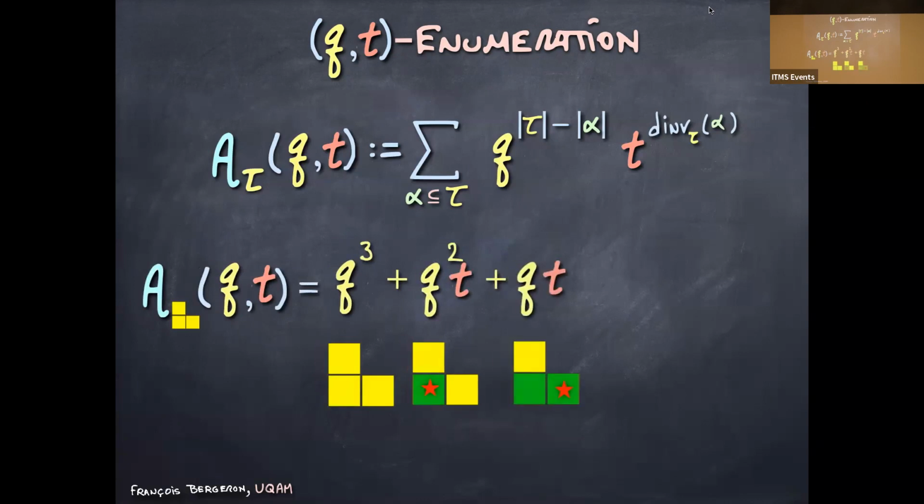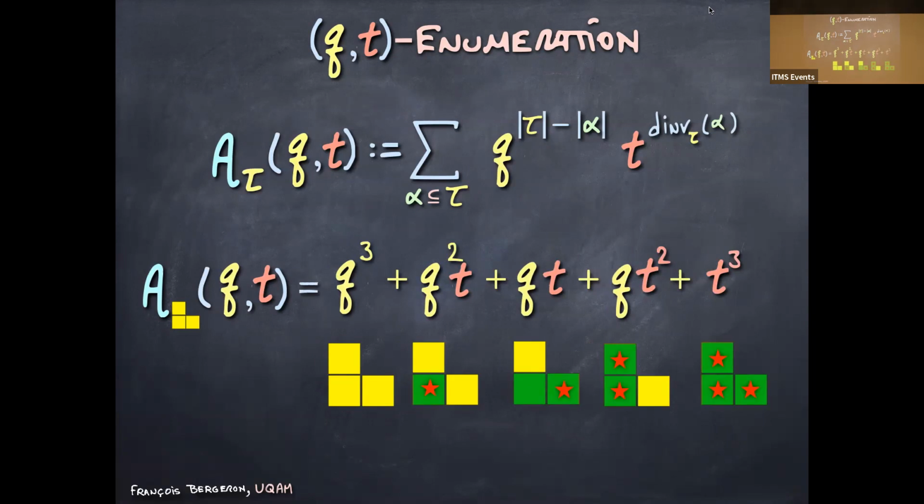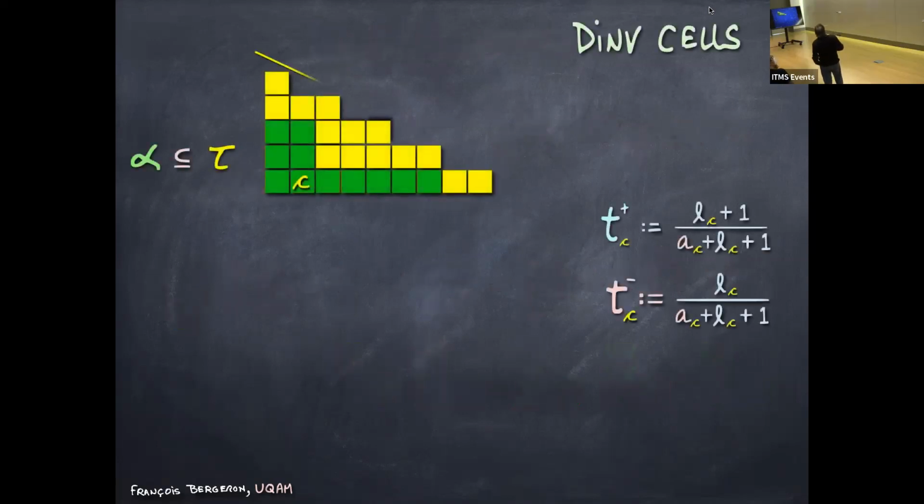In the classical case, you get a qt version of the Catalan number. Here it's counting area as before, but there's another parameter that you figure out, which tells you that you should count some cells if they have a nice property. So what is this property?